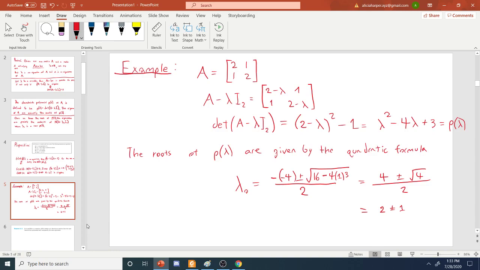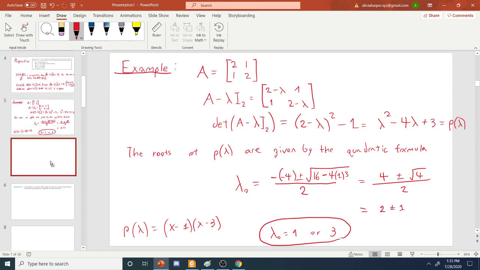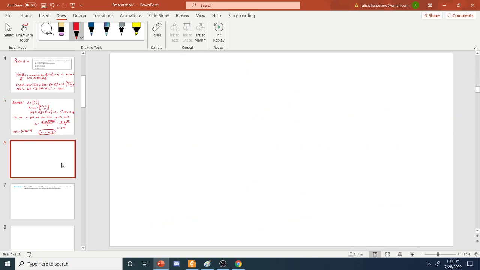So lambda naught is equal to 1 or 3. And this is equivalent to saying that p lambda factors as x minus 1 times x minus 3. All right, so we have found its roots. Now let us find the associated eigenvectors.